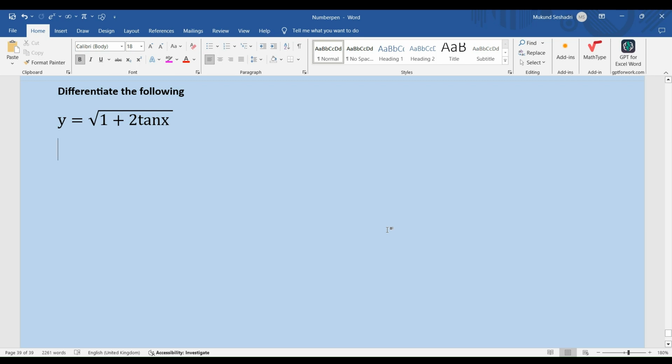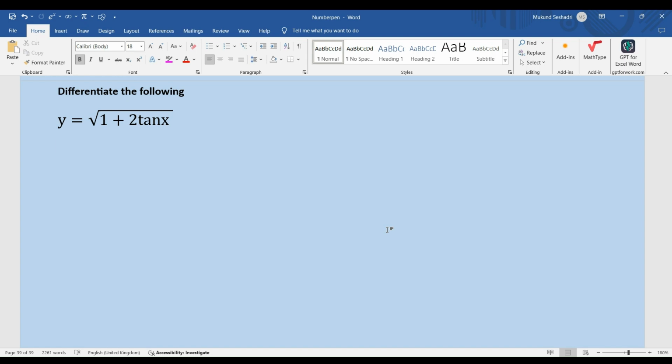So there we have the problem on the screen. Differentiate the following: y equals square root of 1 plus 2 tan x, right? So here again we identify two functions. One is a square root function, and then inside the square root we have 1 plus 2 tan x, right? So, application of chain rule, folks.